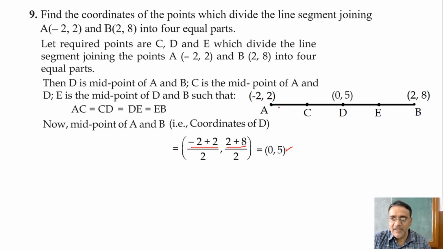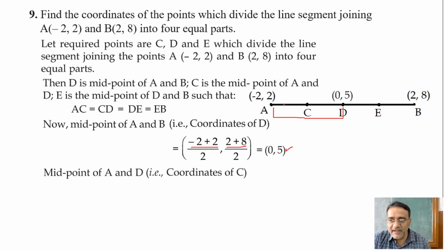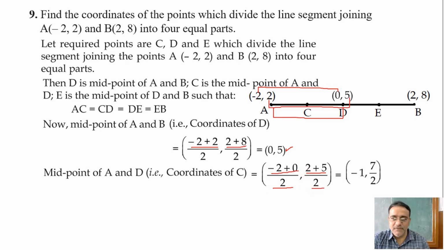We got D. Now C is the midpoint of AD, so the midpoint of AD will be the coordinates of C. How will you find it? Minus 2 plus 0 by 2, 2 plus 5 by 2. So final answer, quickly tell me. Minus 1, 7 by 2. Very good, minus 1, 7 by 2.